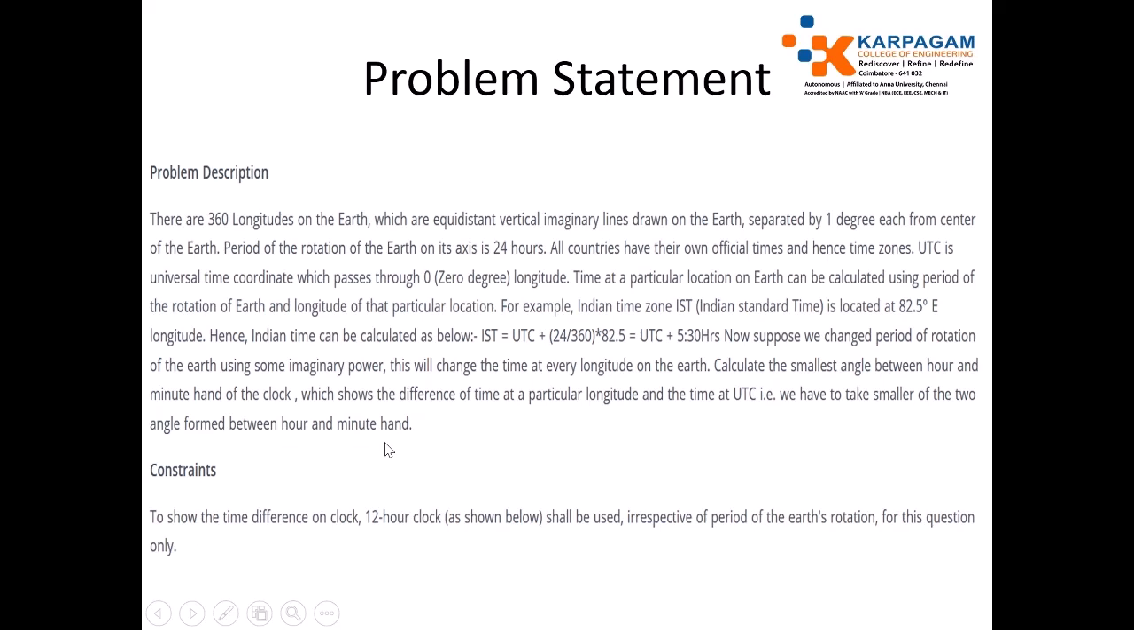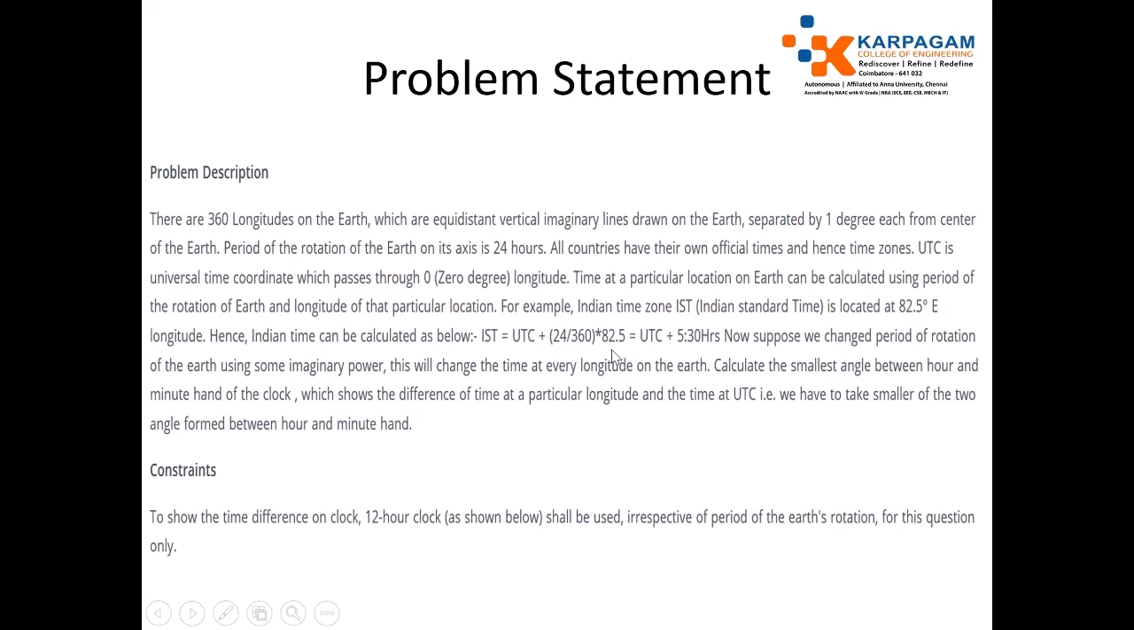Okay. The constraint is, to show the time difference on the clock, a 12-hour clock shall be used irrespective of the period of the Earth's rotation, for these questions only. So here our objective is to calculate the smallest angle between the hour and minute hand of the clock. So we need to identify the time for that. For that, first we need to use the formula.